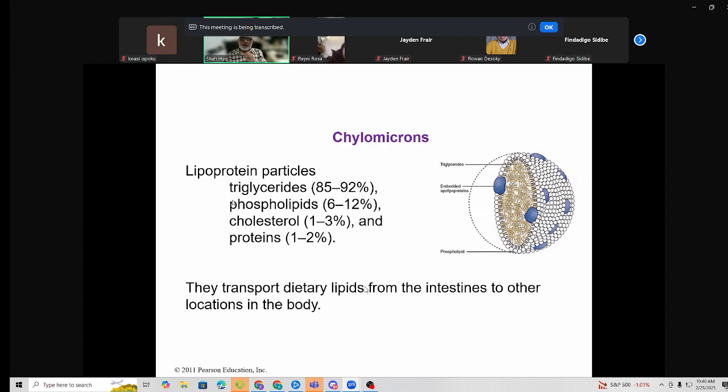We have triglyceride, more than 90%, mostly present. Phospholipids are 6 to 12%. Cholesterol is about 1 to 3%, and protein is 1 to 3% in the chylomicrons. Chylomicrons are very large molecules. So this is a combination of different kinds of lipids, not only one. And they transport dietary lipids from the intestine to other locations of the body.